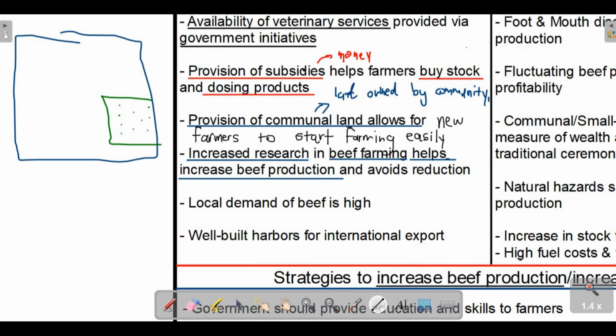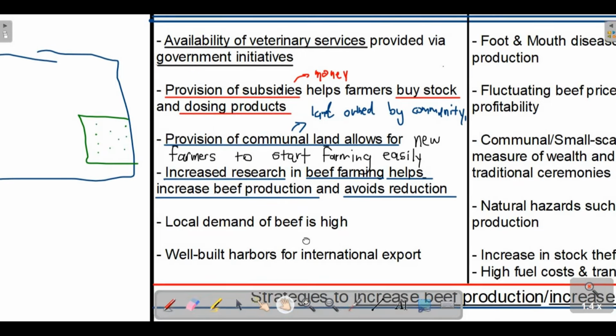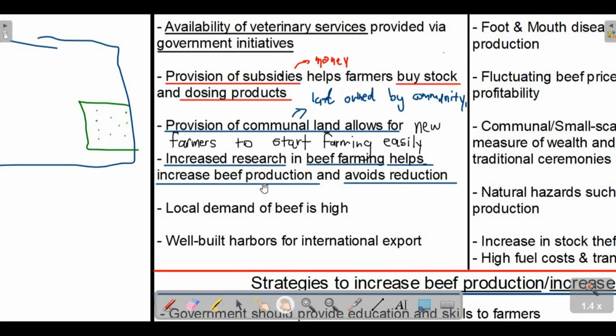increase beef production and avoids reduction. So there's been a lot of research, agricultural research, that has been done, extensive research on beef farming, the beef industry. So this is where strategies come from, okay? Farming styles, farming techniques that can be applied. They are transferred to these farmers from the research institutions.